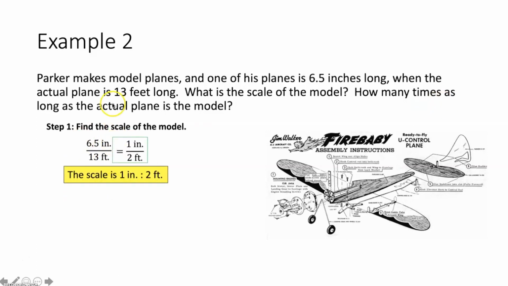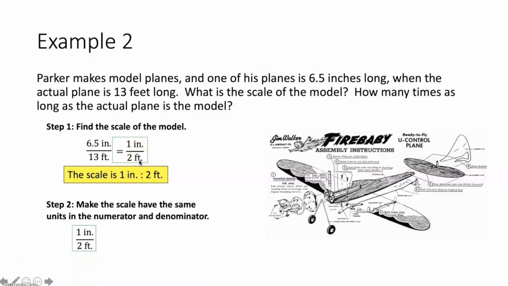Next, we have to figure out how many times as long as the actual plane is the model. So the way we're going to do this is we're going to take our scale, and we need to make sure that we have our image measurement over our pre-image measurement. And in this question, we are going from the actual plane to the model. So the actual plane measurement is our pre-image, the model is our image. So we do have it like that, perfect. Once you confirm that, all you have to do is take this scale and make sure that the numerator and denominator of your scale have the same units.